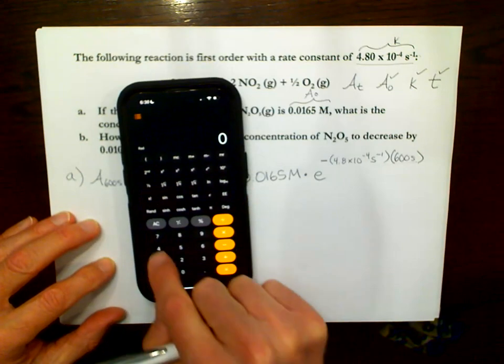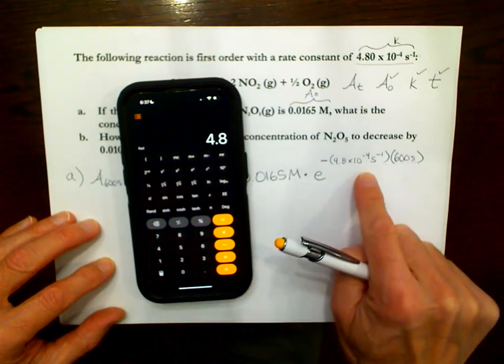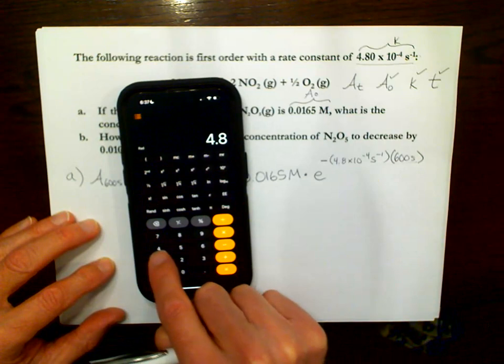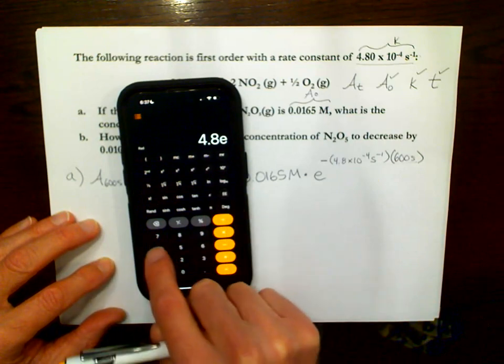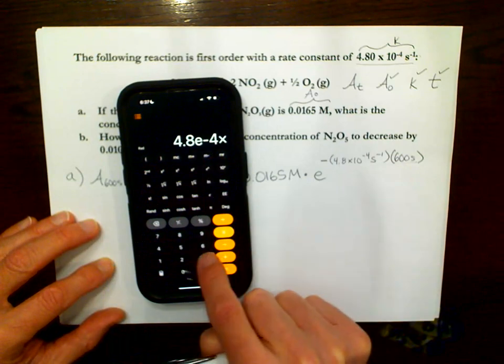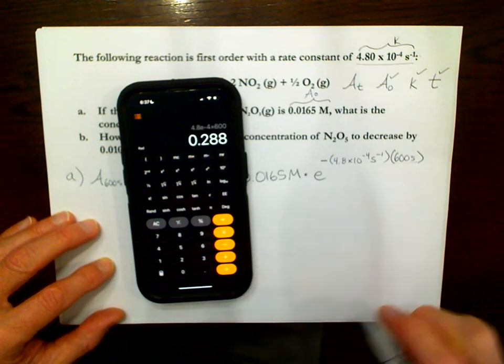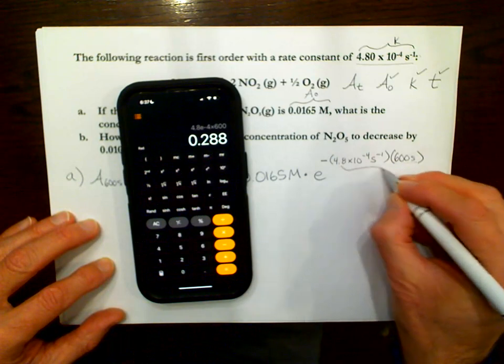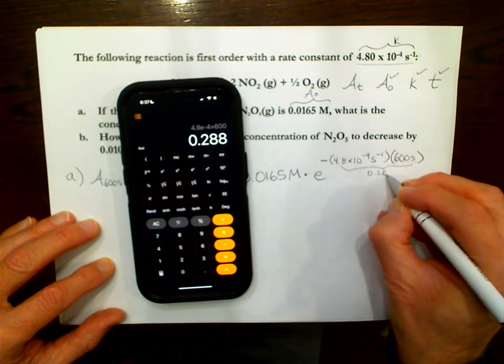So let's see, 4.8 times 10 to the negative 4. I'm going to go EE 4, make it negative. So that's 4.8 times 10 to the negative 4. I'm going to multiply that by 600. And if I do that, this product here is 0.288.